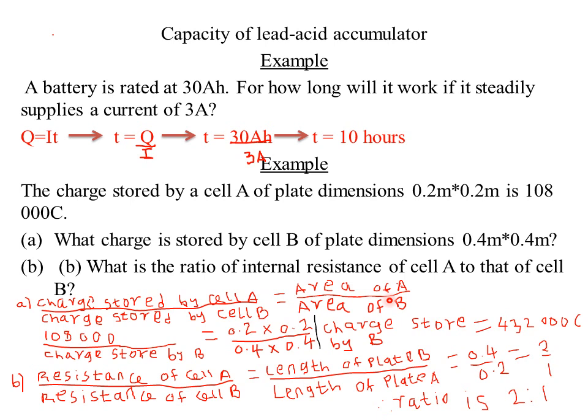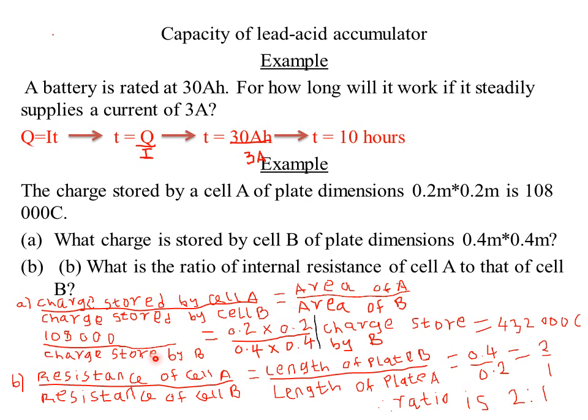We are comparing that way because the charge stored is directly proportional to the area of the plates. That is, the larger the area of the plates, the more the charge stored. The smaller the area of the plates, the smaller the charge stored. So if I substitute the values, we are given the charge stored by cell A, which is 108,000. So charge stored by A, I substitute with 108,000.